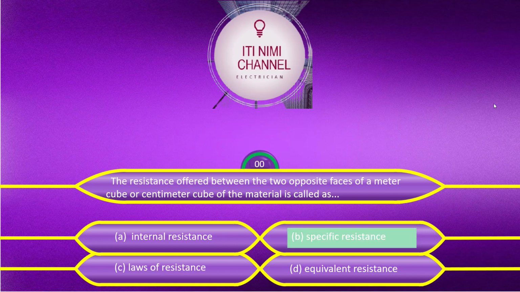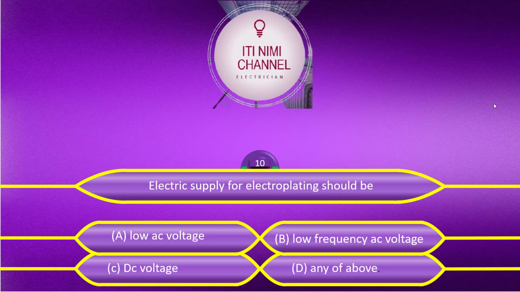Specific resistance. Electric supply for electroplating should be low AC voltage, low frequency AC voltage, DC voltage, any of above. The answer is DC voltage.